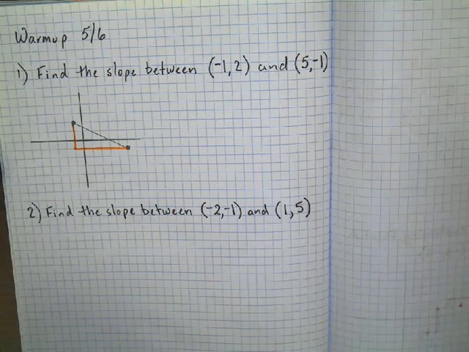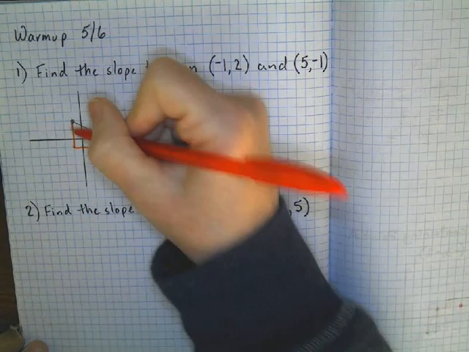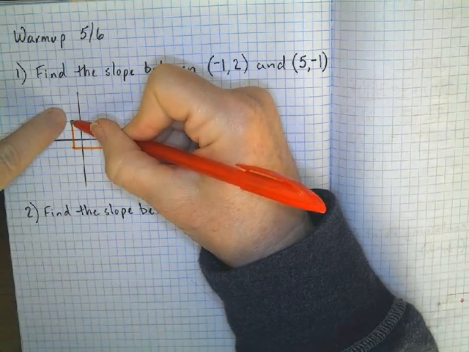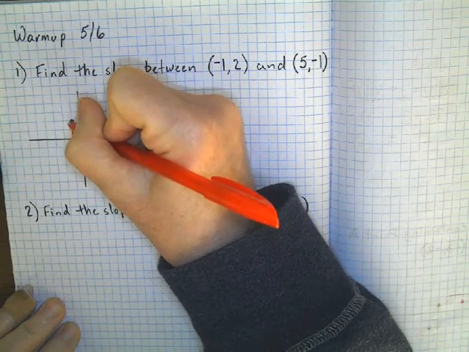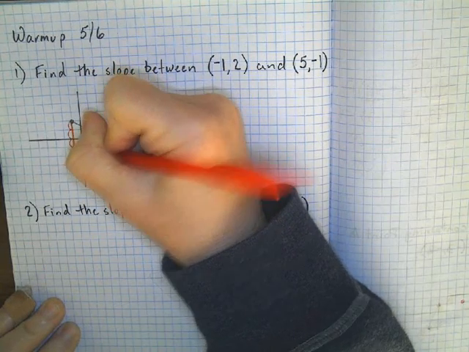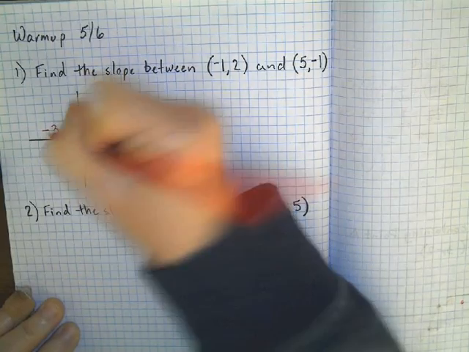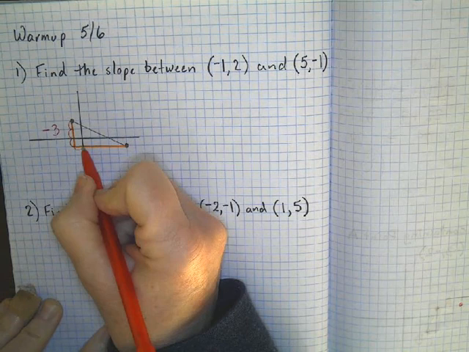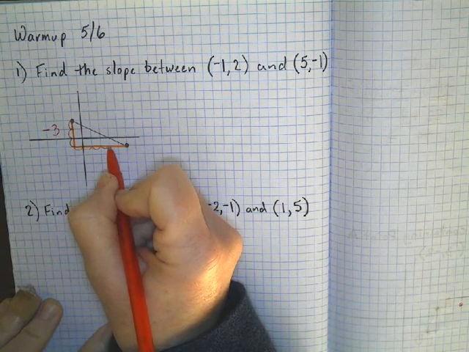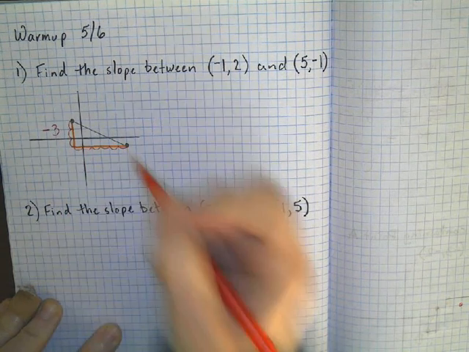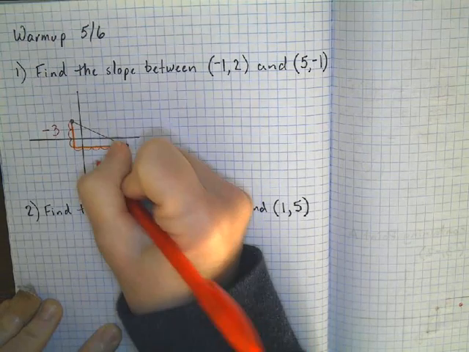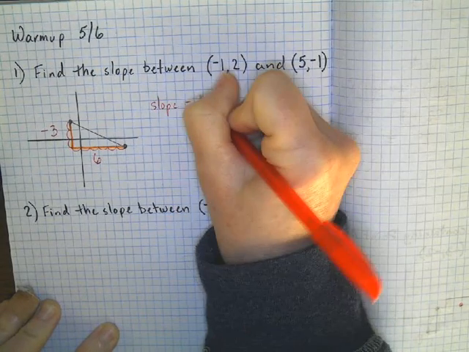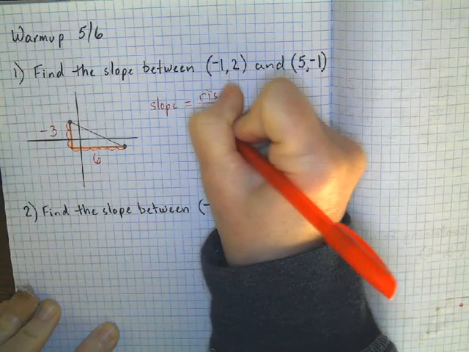So what is my rise? My rise is the up and down. So to go from this point, the one on the left, to the one on the right, I have to go down 3. I'm going down, so it's negative. So that's my rise. And then my run is to the right. 1, 2, 3, 4, 5, 6. I'm counting the spaces. 6 spaces. That's 6. So slope is equal to rise over run.